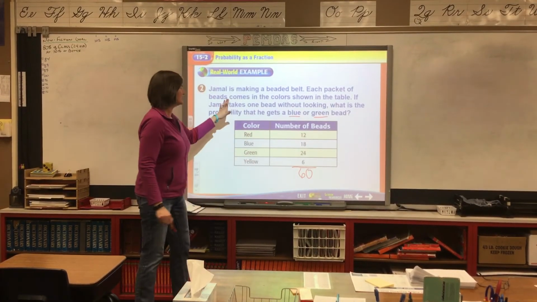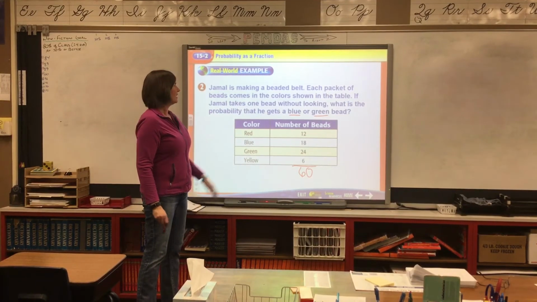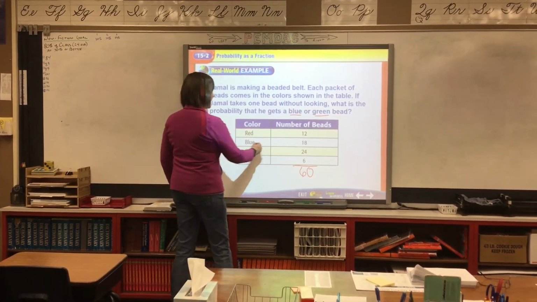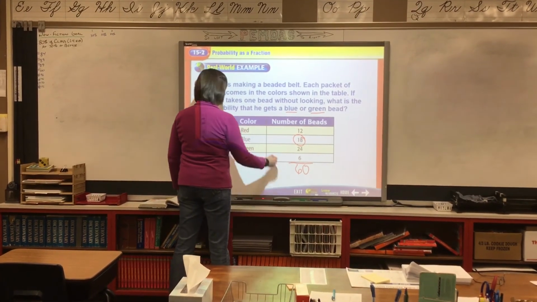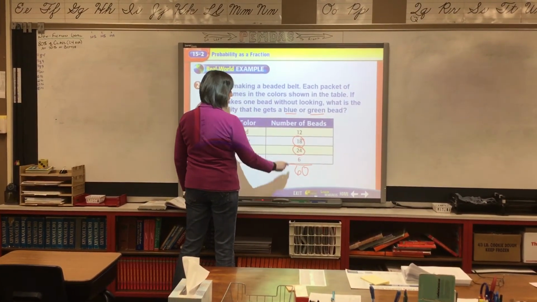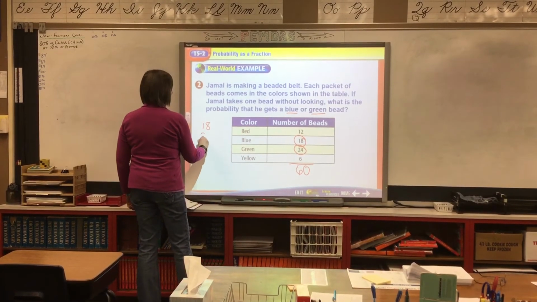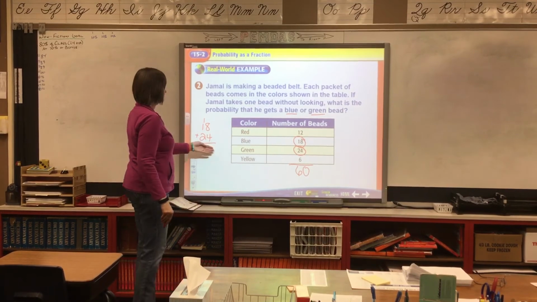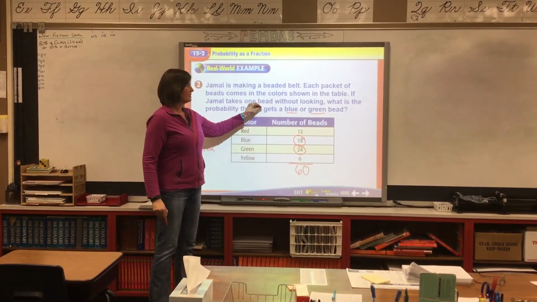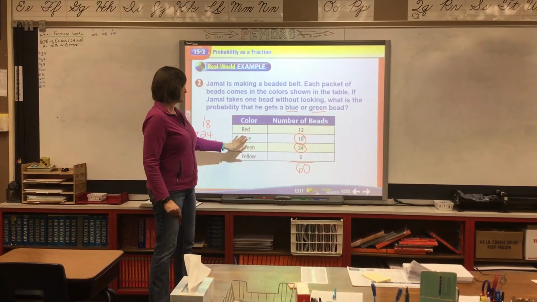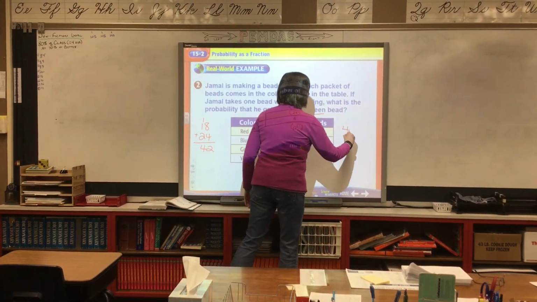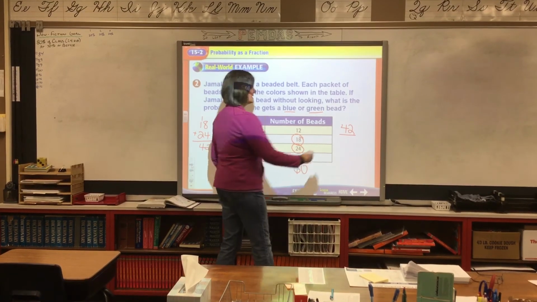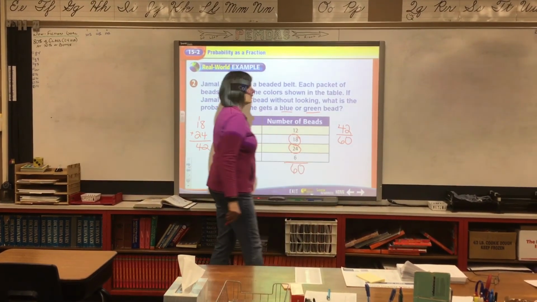So there are 60 total beads, and now they're asking for the probability of a blue or a green. So we're going to add the blue, which is 18, and the green, which is 24. 18 plus 24 equals 42. So that's the favorable outcome we're looking for, 42, out of how many? 60. We have a total of 60 beads, so it'd be 42 out of 60.